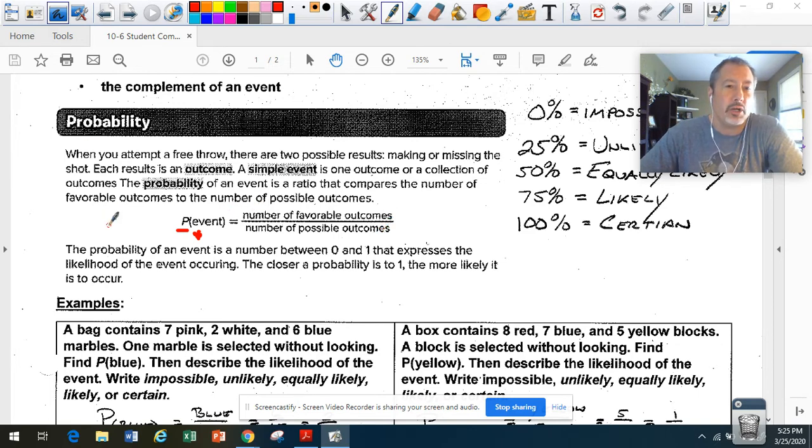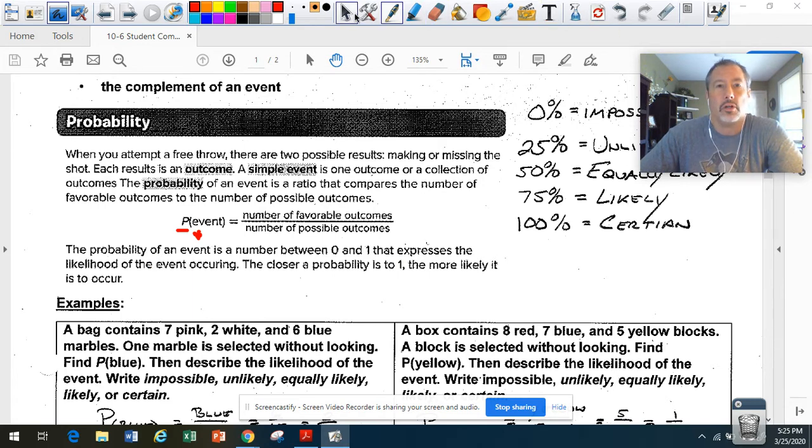It says the probability of an event is a number between 0 and 1. A 0 here means it does not occur at all. A 1 means, hey, it's 100% that it's going to occur. We'll talk about this over here in a second. And the number expresses the likelihood of an event occurring. The closer a probability is to 1, the more likely it is to occur.